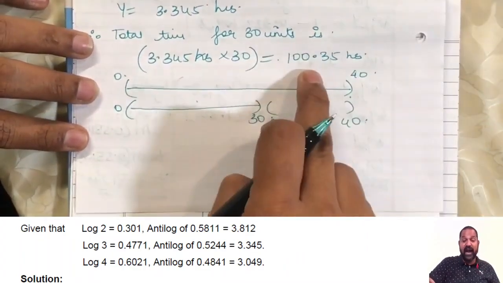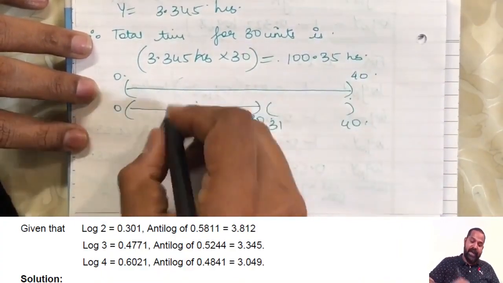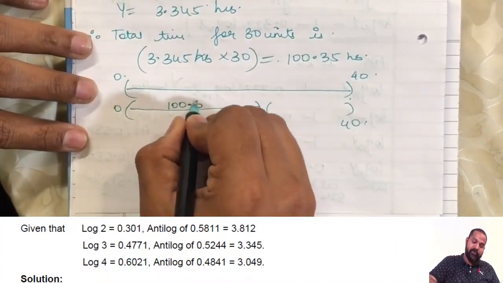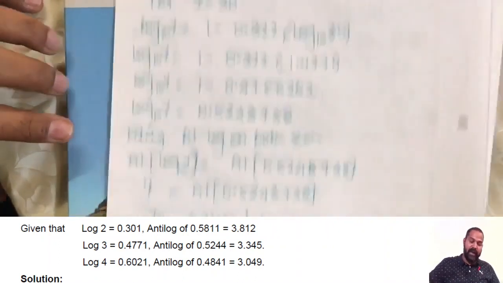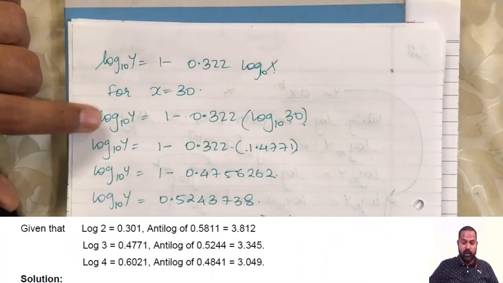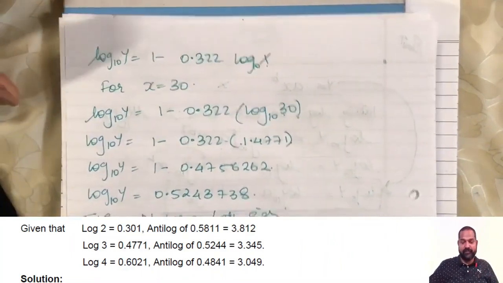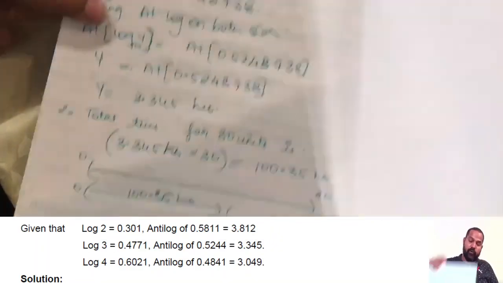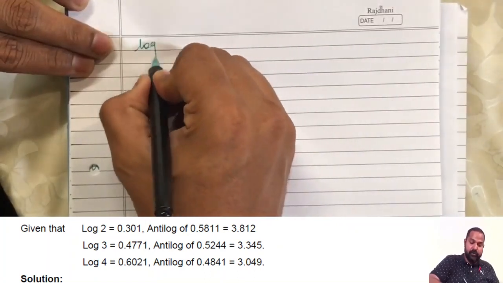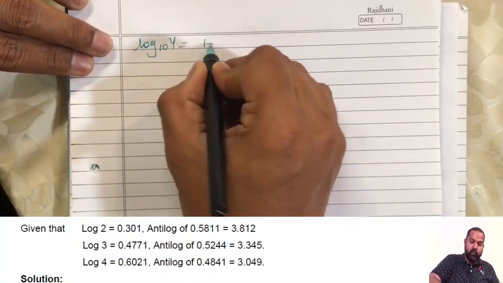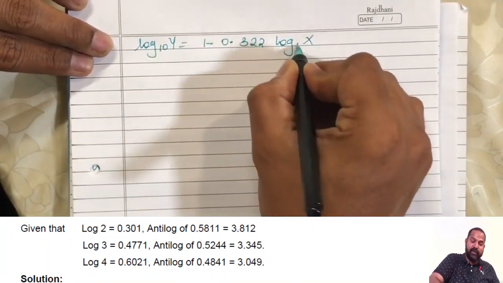So for this, I need to find the total time for 40, because the total time for 30 I have, which is 100.35 hours. So I will go back. I have the formula with me. What is the formula? Log y is equal to 1 minus 0.322 log x. So I will go back to the formula. And for this specific question, the log of y is 1 minus 0.322 log of x.